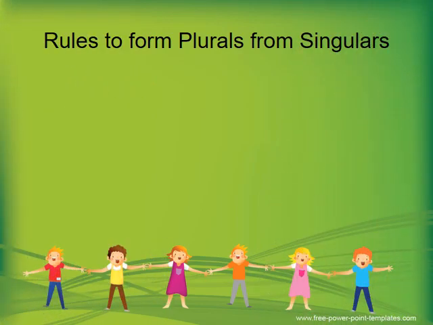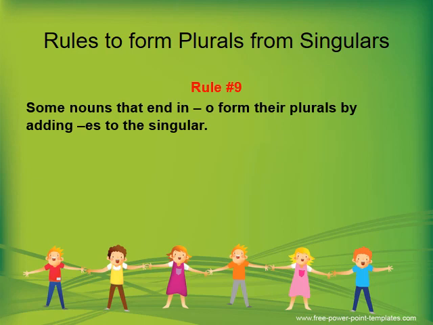Now the next rule, which is rule number 9. It says that some nouns that end in O form their plurals by adding ES to the singular. Let's see how. Buffalo. Now here, buffalo is a singular noun which ends in O. Its plural will be formed by adding ES to the singular noun buffalo. So the plural of buffalo is buffaloes.